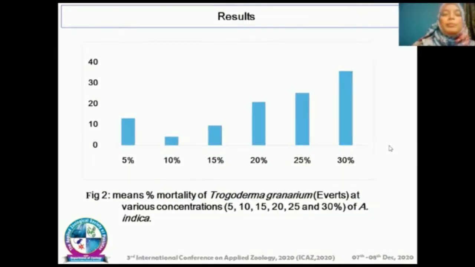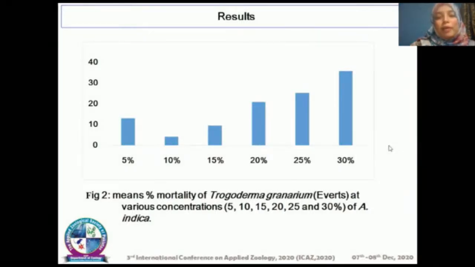In the next figure 2, it shows the average percent corrected mortality of Trogoderma granarium by applying neem leaf extract at different exposure times and different concentrations. The acetone extract of neem leaf shows that the mean mortality of the test insect increases by increasing the concentration and the exposure time. Maximum mortality, 35.7%, was at the highest concentration, which is 30%, which was significantly dissimilar from all the remaining, followed by 25%, 20%, and 15%. And you can see the minimum mortality rate at the 10% concentration of neem leaf extract.